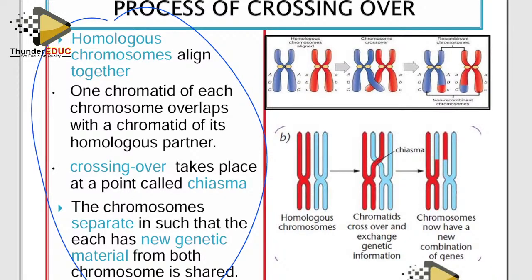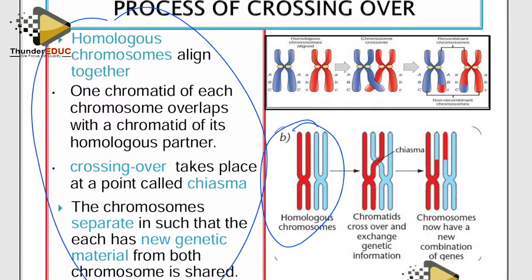The word homologous chromosomes aligning together is a key point. Is it clear? Then the word chromatids of these homologous chromosomes. One chromatid from one homologous chromosome overlapping with one from the other is a marking point.